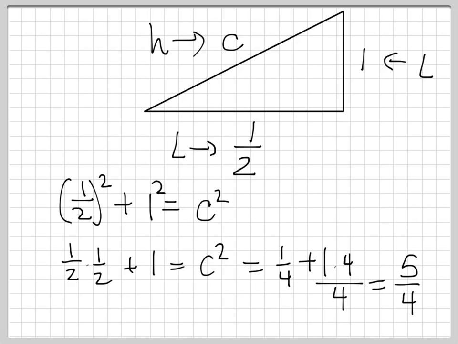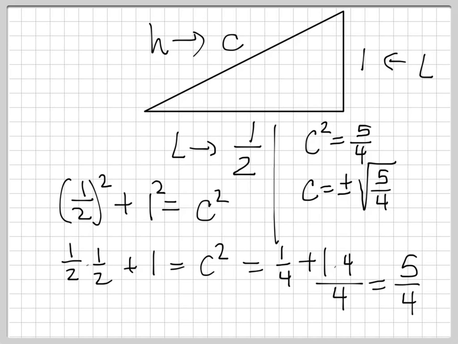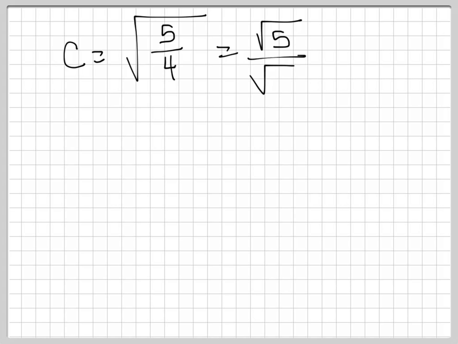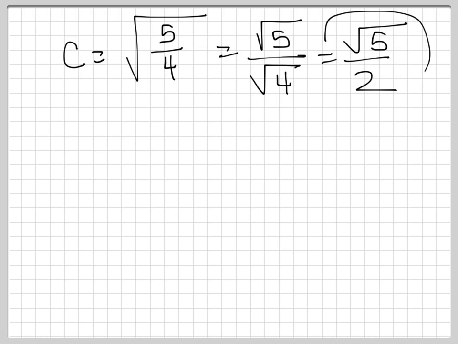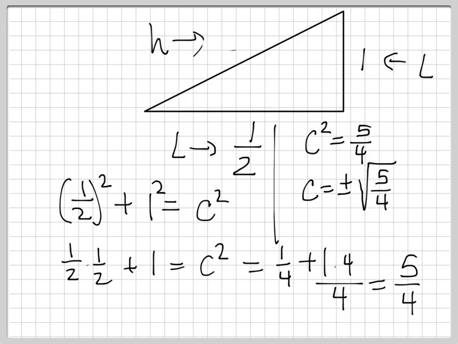This gives us the equation that c squared equals 5/4, and so c equals plus or minus the square root of 5 over 4. Now that can be simplified. We don't like keeping radicals around a fraction, and so if we get c equals the square root of 5/4, we can write it as the square root of 5 over the square root of 4, which is the square root of 5 over 2. And so our hypotenuse in the original triangle is radical 5 divided by 2.